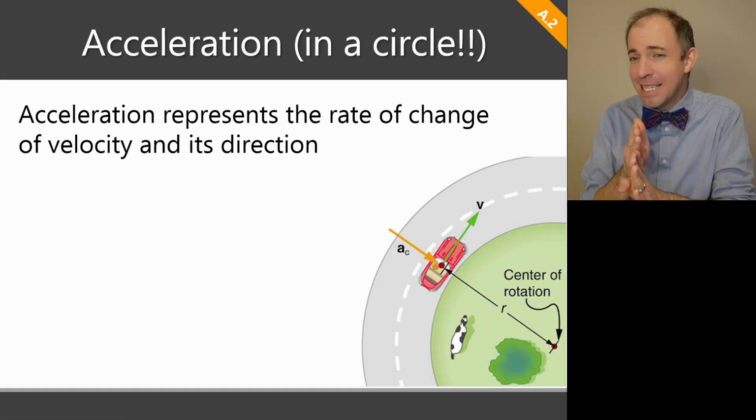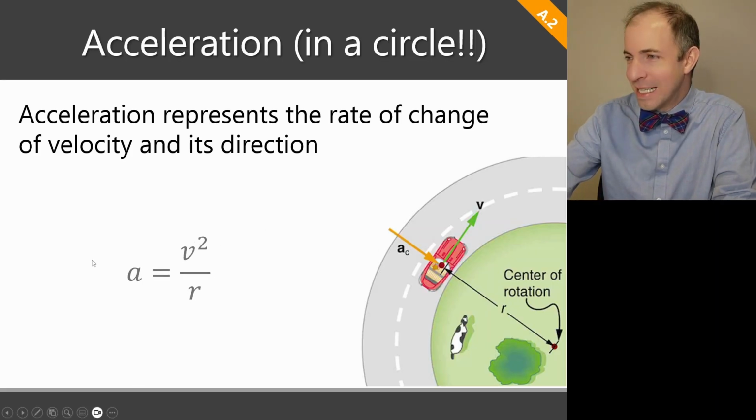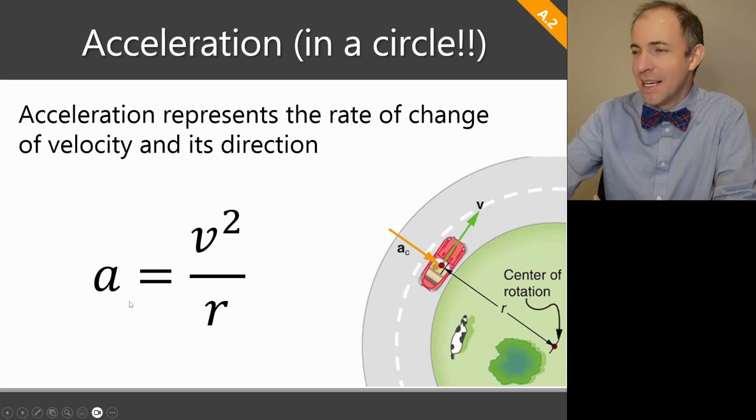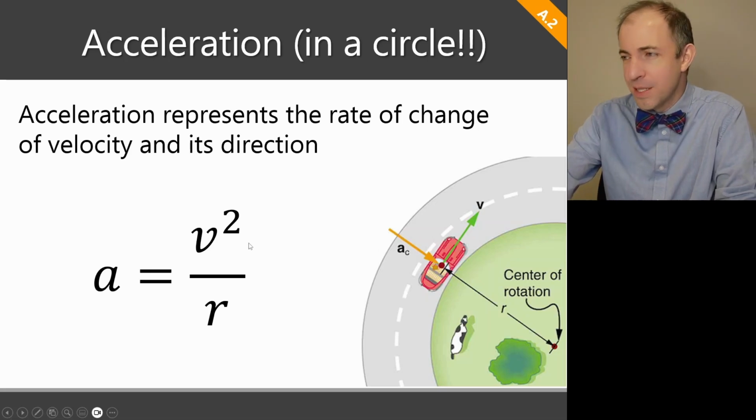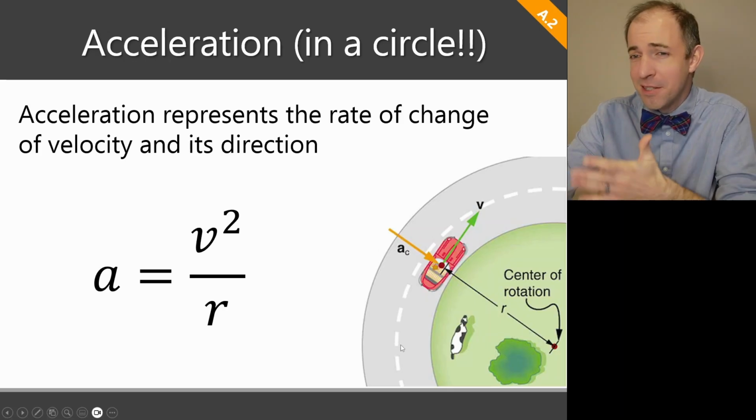So even if the speed is staying the same, it is still accelerating, and our way of turning that into an acceleration is: acceleration in a circle is its velocity squared, meters per second squared, divided by the radius, how far you are from the center of your rotation.